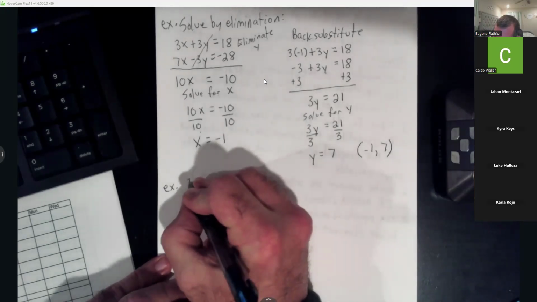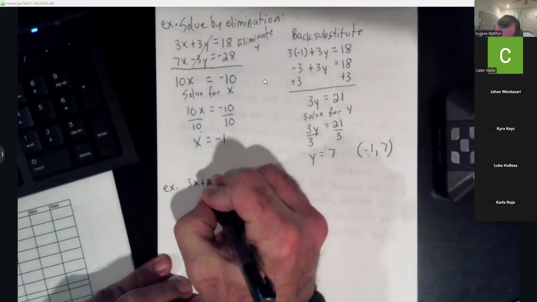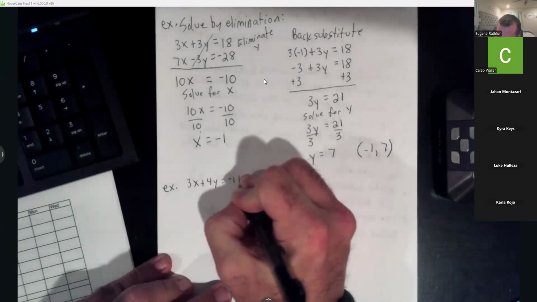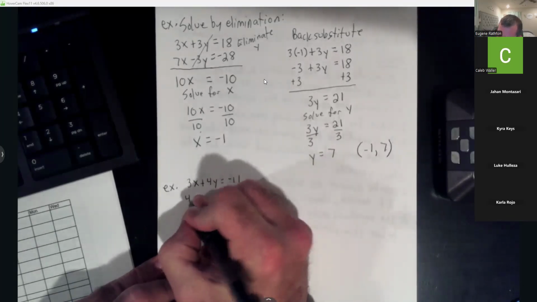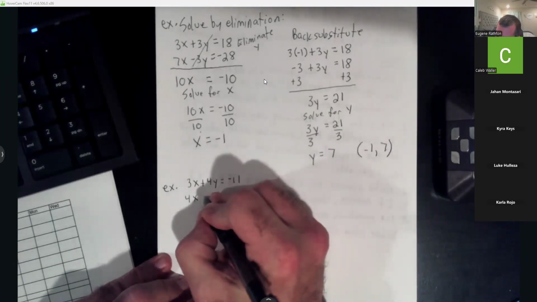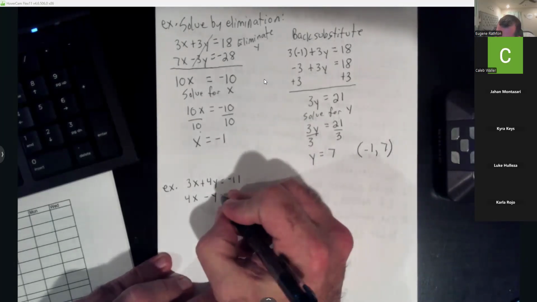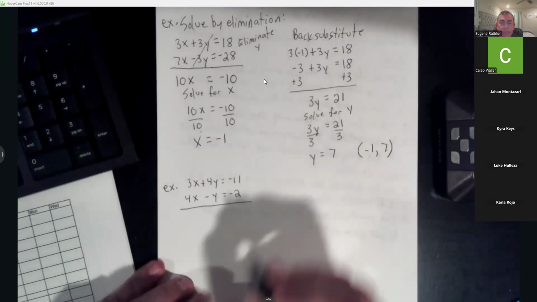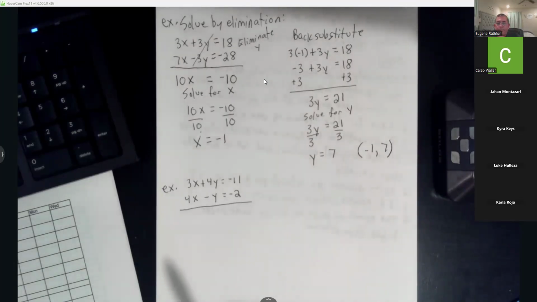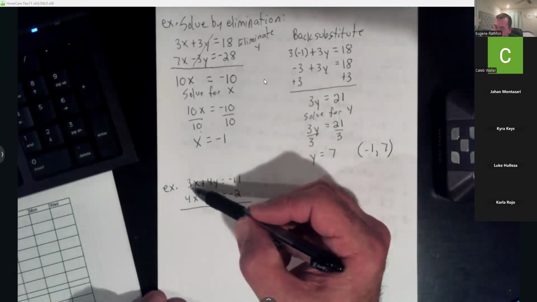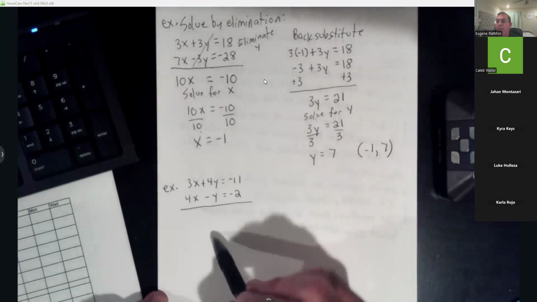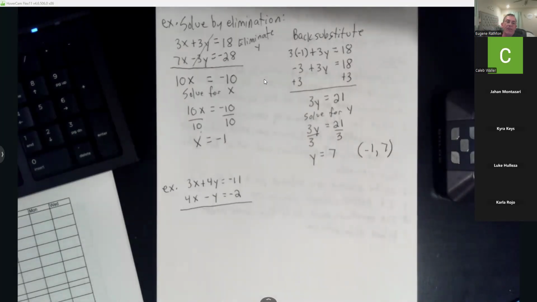We got 3x plus 4y equals -11. I got 4x minus a y equals -2. As it stands, if I was to add them, 3 and 4 would give me 7x's. 4 and -1 would give me 3y. So right off the bat, I cannot cancel either variable.